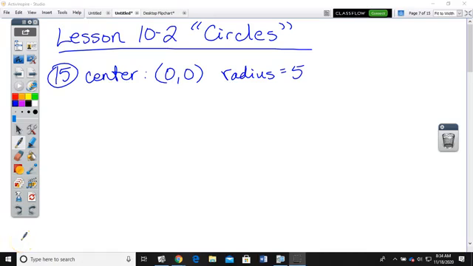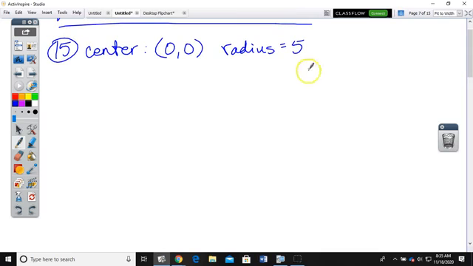Today we're doing circles. Number 15. We're going to do a few problems. 3 problems, it says, gives you the center and the radius, and you have to write the standard form of a circle's equation. So if you don't know what that is, here's what it looks like. (x - h)^2 + (y - k)^2 = r^2. Okay?